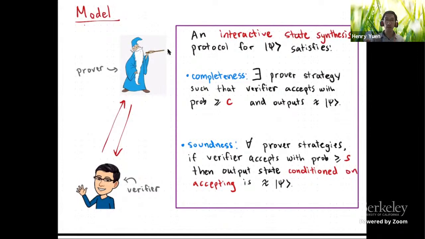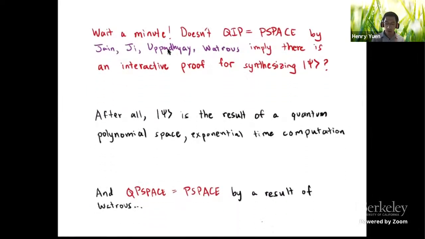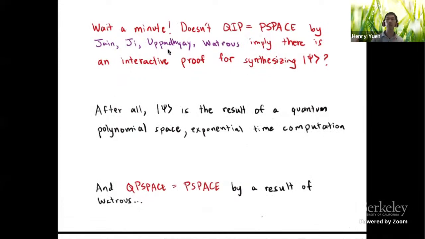So the goal is to construct such a protocol for the state psi. Now, maybe some of you might be wondering how this relates to a famous result about quantum interactive proof systems. There's this theorem QIP equals PSPACE, by Jain, Ji, Upadhyay, and Watrous. Doesn't this imply that there's an interactive proof for solving this problem? After all, this state psi is the result of a quantum polynomial space computation that takes exponential time. But we also have this result by Watrous that quantum polynomial space is equal to classical polynomial space. So therefore, doesn't QIP equals PSPACE imply something about our ability to solve the state synthesis task?